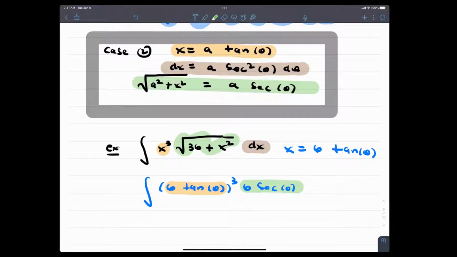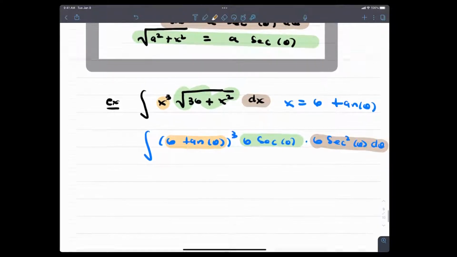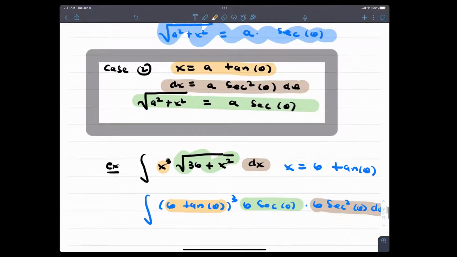So you guys can see that. Where's the gold and brown substitution? That's going to be 6 secant squared theta d theta. So let's use the right colors here. Okay, you guys with me on that? Do you guys see the substitutions they're saying to impose here on this?